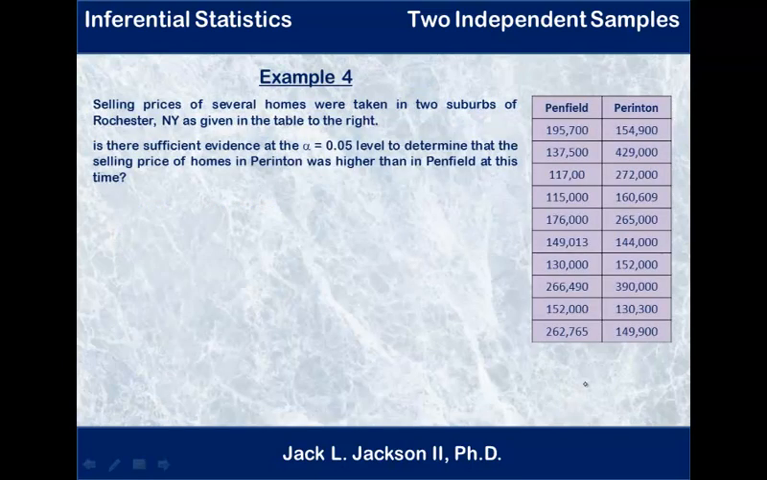Let's do another example. Selling prices of several homes were taken in 2 suburbs of Rochester, New York, as given in the table to the right, at a particular time, over a particular month or something. Is there sufficient evidence at the alpha equals 0.05 level to determine that the selling price of homes in Perrington was higher than in Penfield at this particular time?